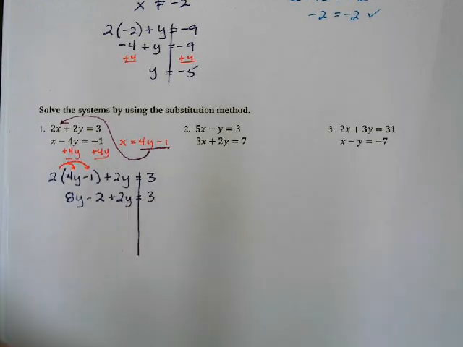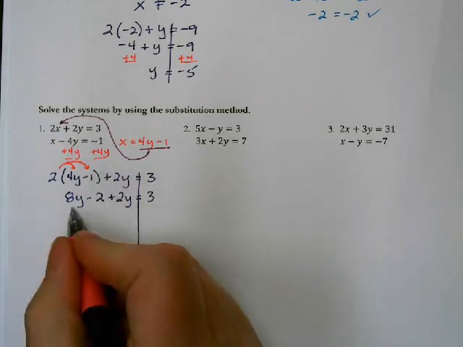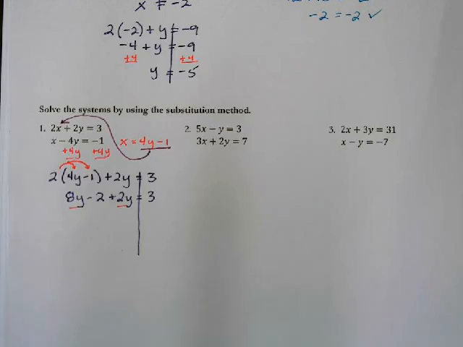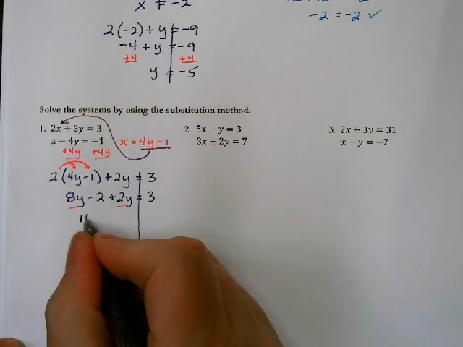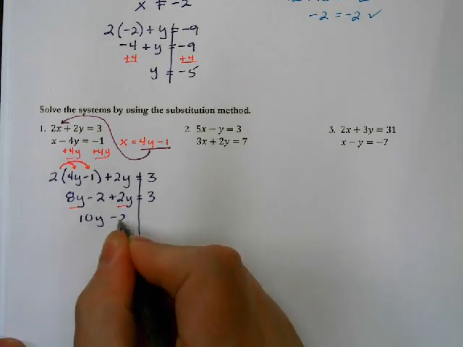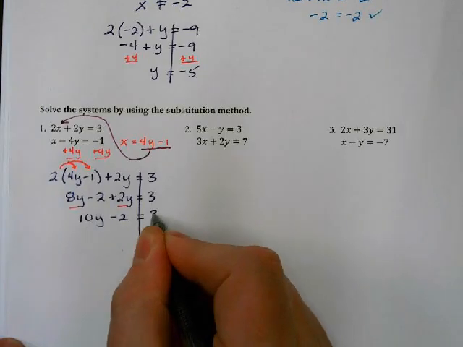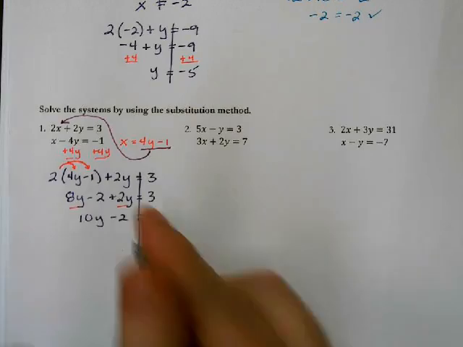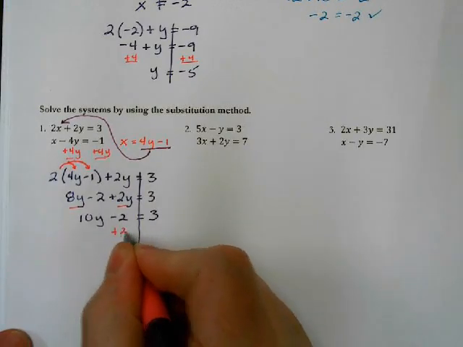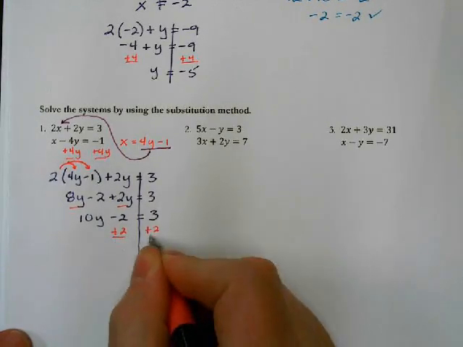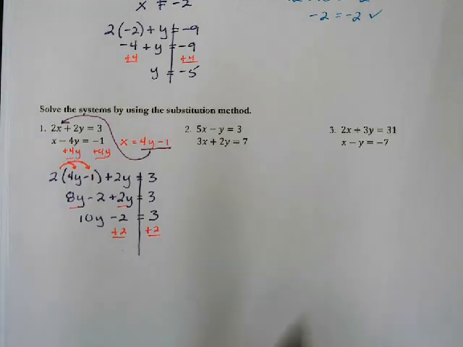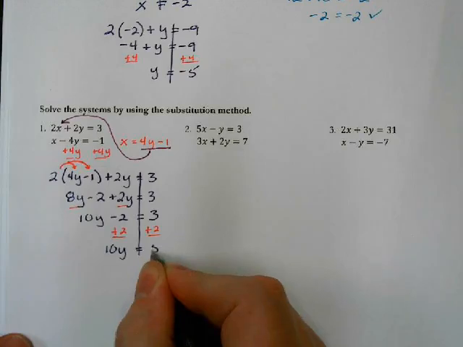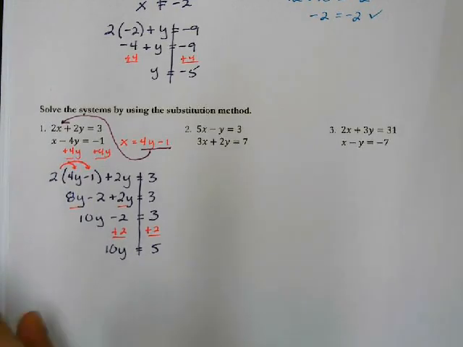Okay, we're ready to combine like terms. These are on the same side of the equation. So 8y plus 2y is 10y. All right, now I'm going to use my addition property of equality and add 2 to both sides. That leaves me with 10y equals 5. Now I'm going to divide by 10 on both sides.